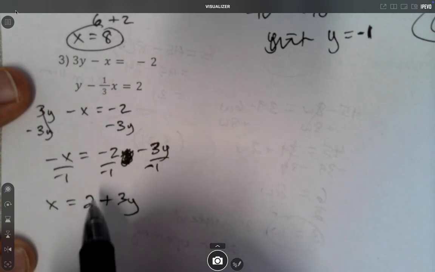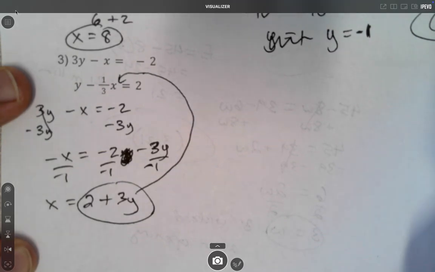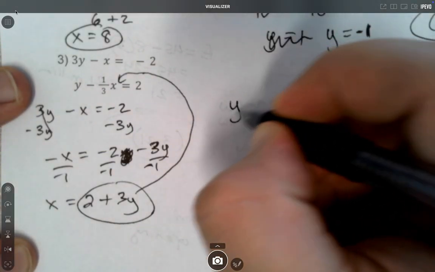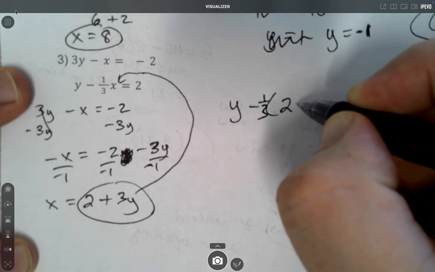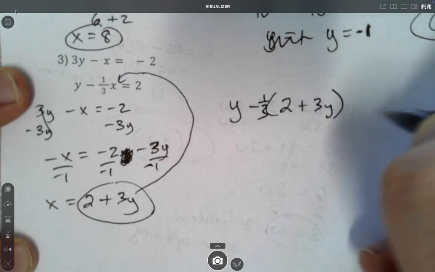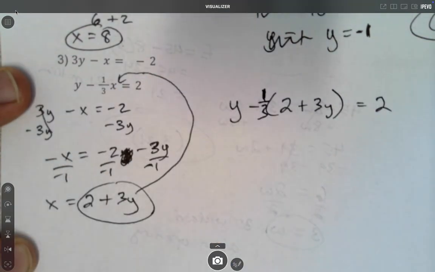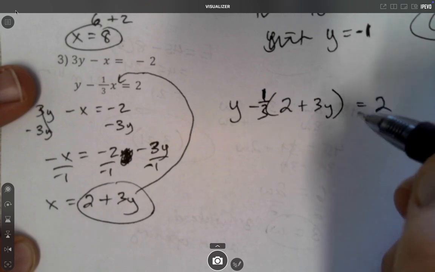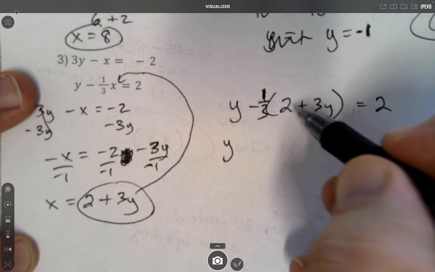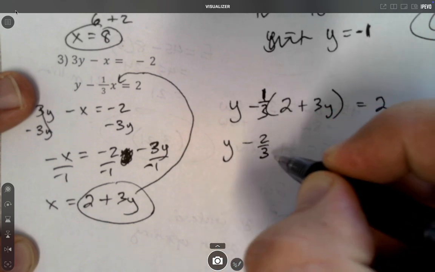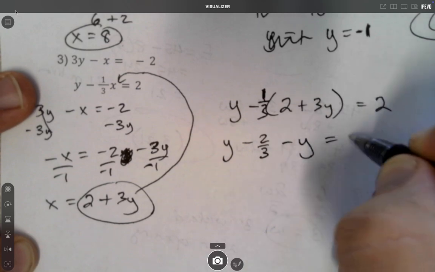So now I know what x is equal to, so I need to plug that in to the x in the other equation. So I get y minus 1/3 times 2 plus 3y. So don't forget about that coefficient like I just about did. So I'm going to treat this as a negative 1/3. Negative 1/3 times 2 is negative 2/3. Negative 1/3 times 3 is negative 1.